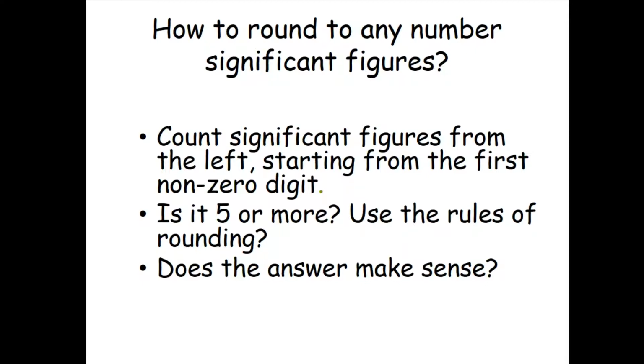How to round to any number of significant figures. You count significant figures from the left, starting from the first non-zero digit. Is it 5 or more? Use the rules of rounding. What we've been doing in the previous lesson: if it's 5 or more, you round up. If it's less than 5, the number stays the same. But when you round into significant figures, it's slightly different, which I'll show you on the next slide.